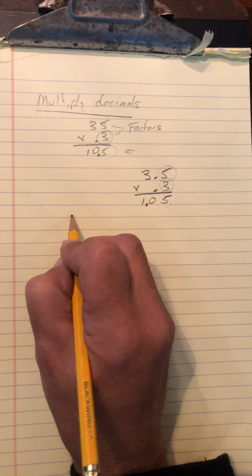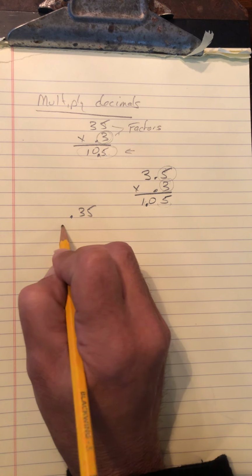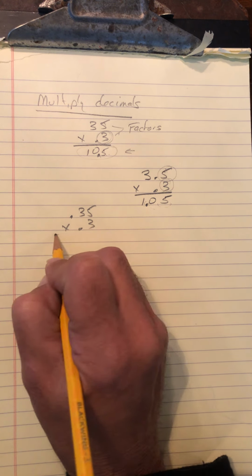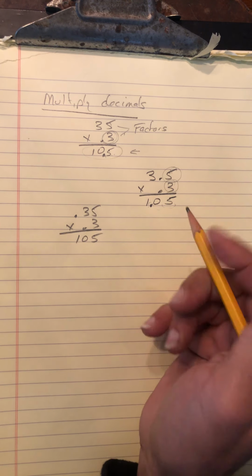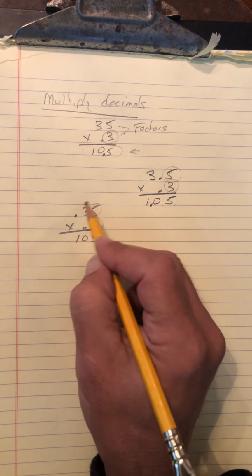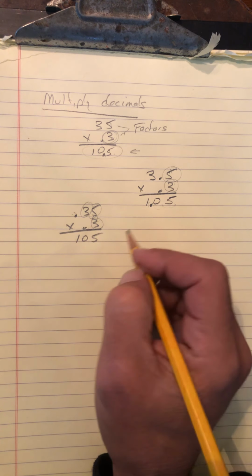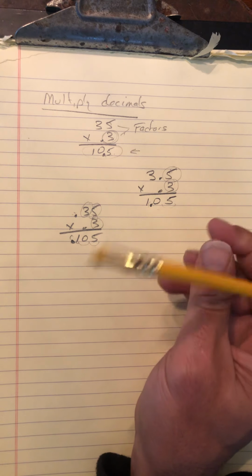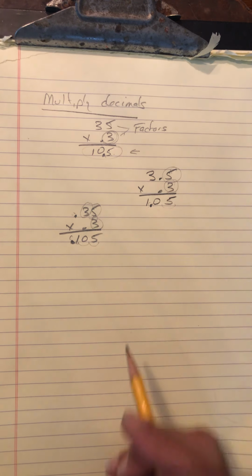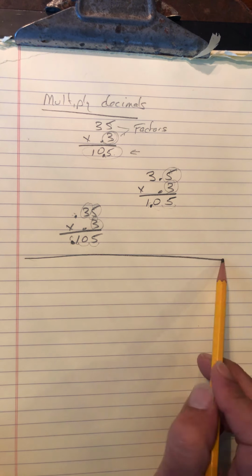What if it was 0.35 times 0.3? It's still going to be 105 no matter how I multiply this. But now I have 3 digits that come after the decimal point, which means it has to be there. Okay? So this is how to multiply with decimals.